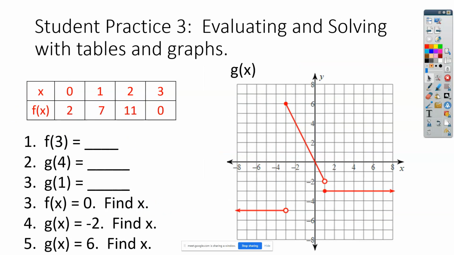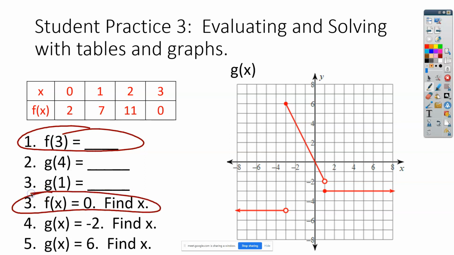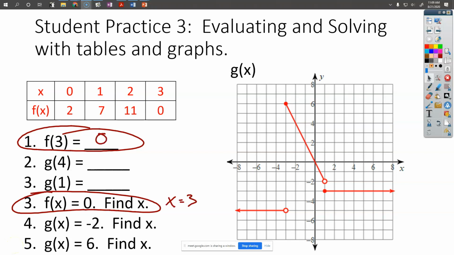And I want you to go ahead and do your student practice here. I want you guys to do the same thing. I want you guys to evaluate and solve these two problems. So go ahead and pause the video, and when you're done, you will see the solution up. Okay, there you go. So the first one there was evaluating, the second one was solving.